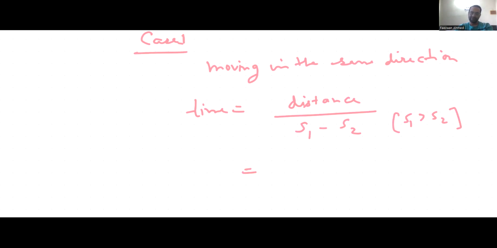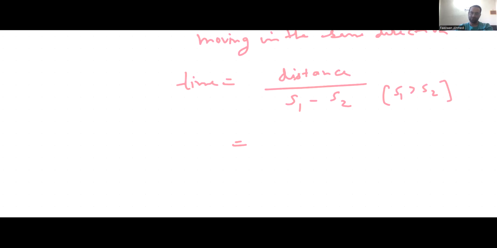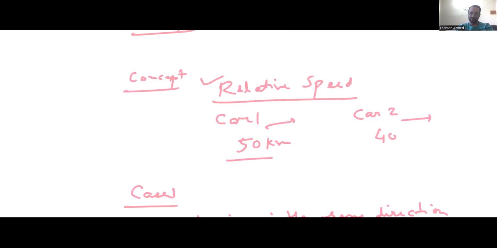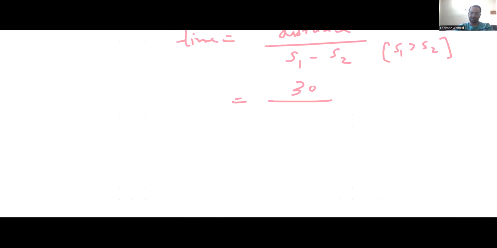So if it is known how much behind car 1 is from car 2, then you can substitute it over. Let's say it's known as 30. And then I can substitute the value of 50 minus 40, and you get the idea that this is going to be 3 hours.